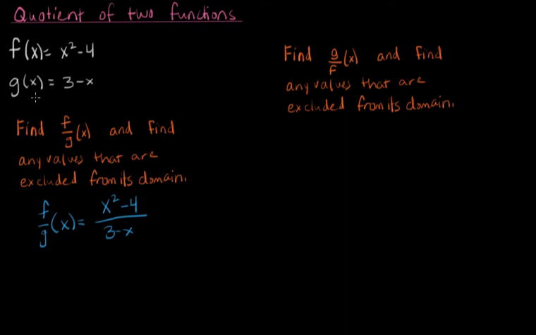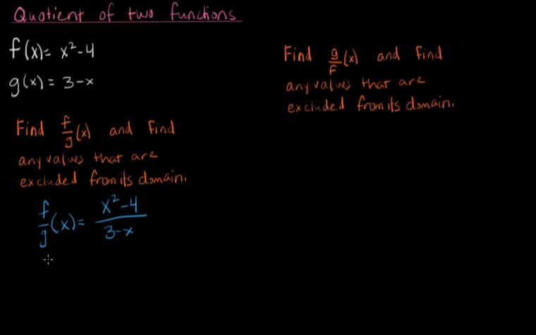So with sums, differences, and products, we don't get any new problems with our domain. But when we take the quotient of two functions, whatever's in the denominator might give us problems with our domain. So in this case, we want to make sure that 3 minus x is not equal to 0. So even though on its own, it's okay for 3 minus x to equal 0, when we have the quotient of two functions, that denominator can't be equal to 0.